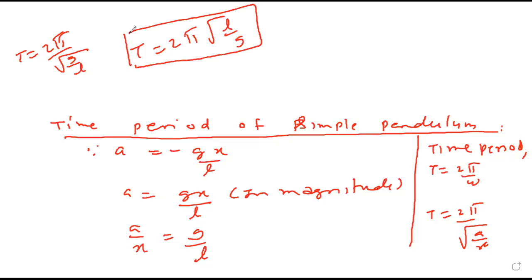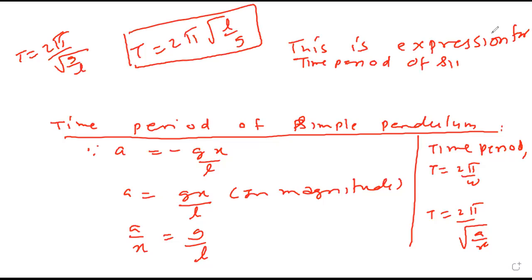This is the expression for the time period of simple pendulum. T is 2 pi root L by g is the time period of simple pendulum. So we got that simple pendulum performs linear oscillation, plus we proved that time period is 2 pi root L by g.